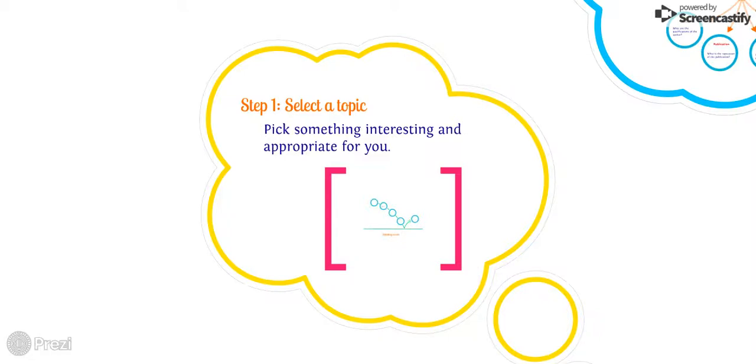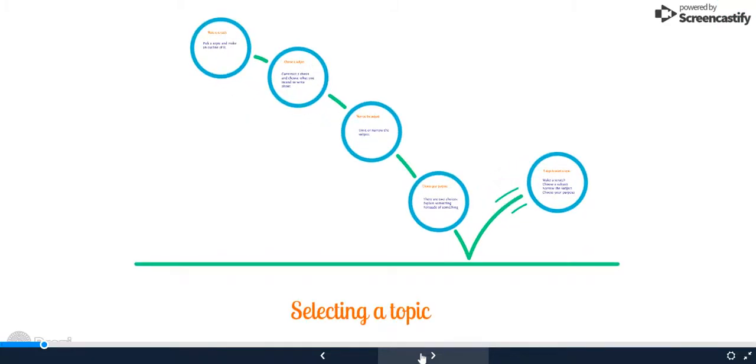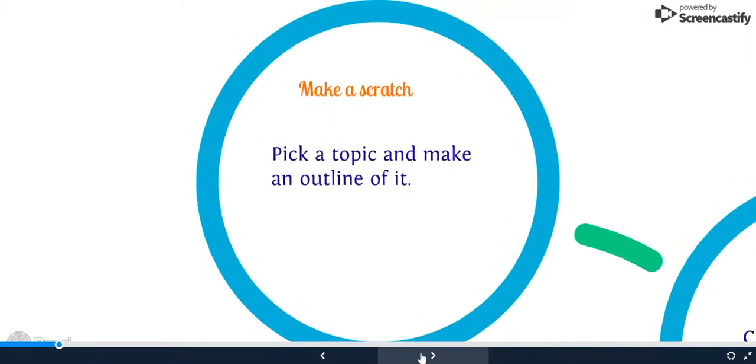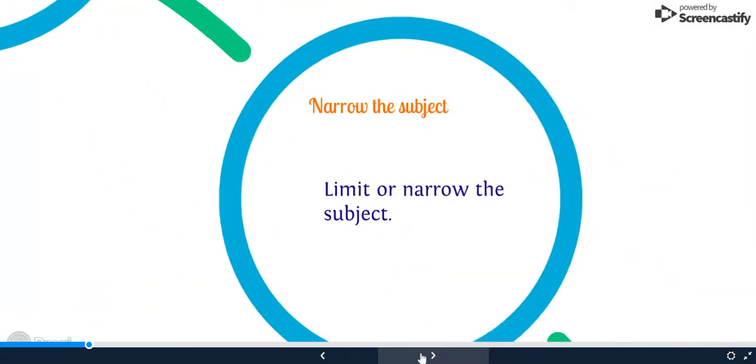So when we're beginning our research paper, we're going to pick something that, number one, interests us, and that's appropriate. So selecting a topic, we want to pick a topic and make an outline for it. How does this topic spell out in a paper? What's going to be our first point? What's going to be our second point? What's going to be our third point? Constructing a thesis and choosing what you actually want to write about. What is the intention? What is the goal you want the reader to get out of this paper?